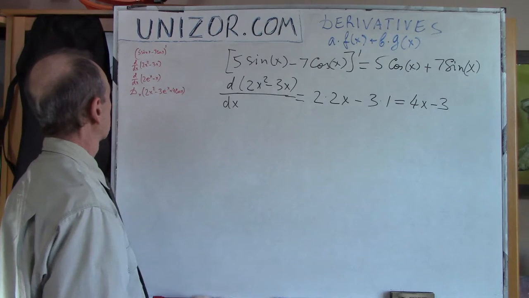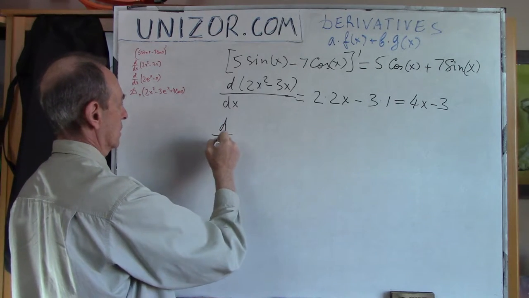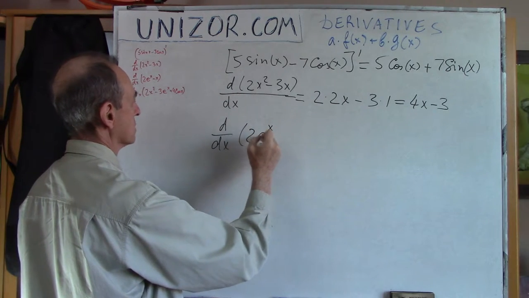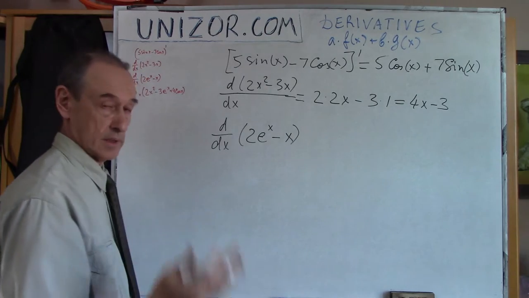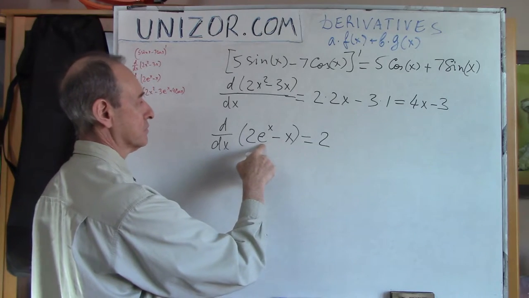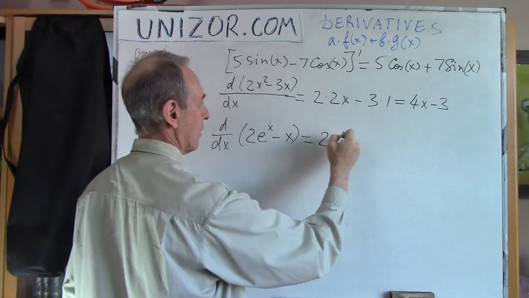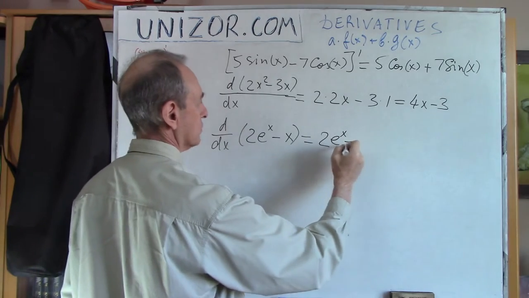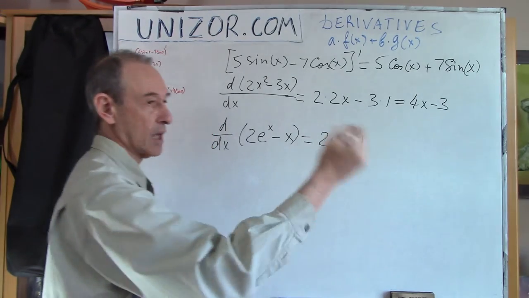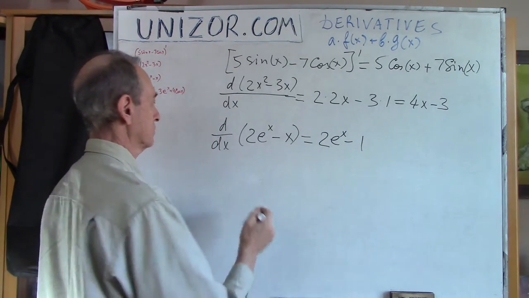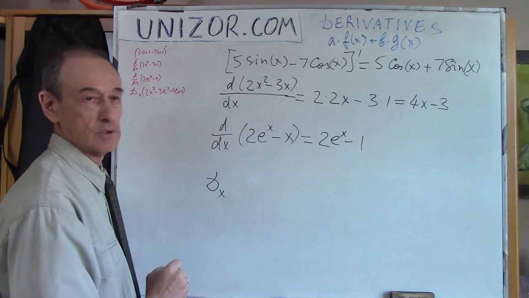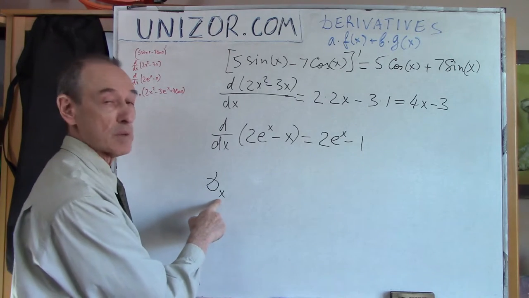Next, d/dx of 2 e to the power of x minus x. Again, linear combination of two functions, so it's 2 times derivative of e to the power of x, which is e to the power of x, minus derivative of x, which is 1. x to the power of 1, derivative would be 1 times x to the power of 0, which is 1, so it's 1. And the last one, I'll use yet another different notation for the derivative, used much rarer, by the way.